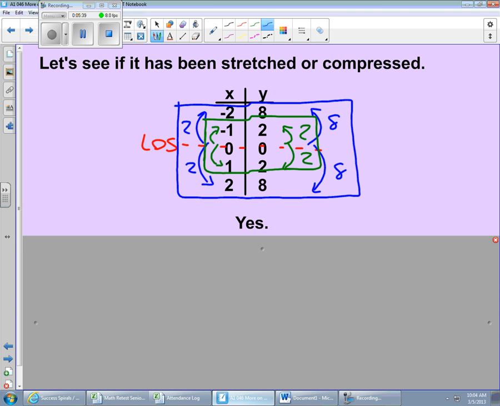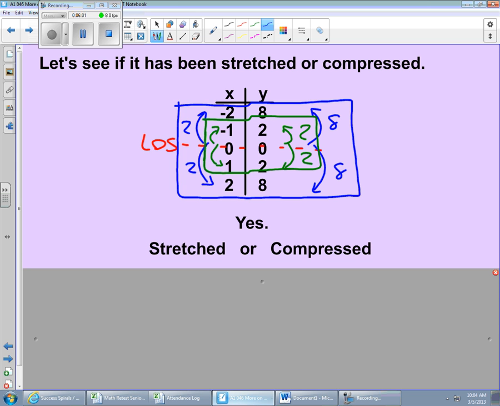So would that suggest that a graph has been compressed, squished down, or has it been stretched, gotten bigger? Well, it's taking bigger steps than we expected it to. That is stretched. It's been pulled more vertically than it wanted to be. So has it been stretched or compressed? It's actually been stretched. That's an important thing for us to recognize today.